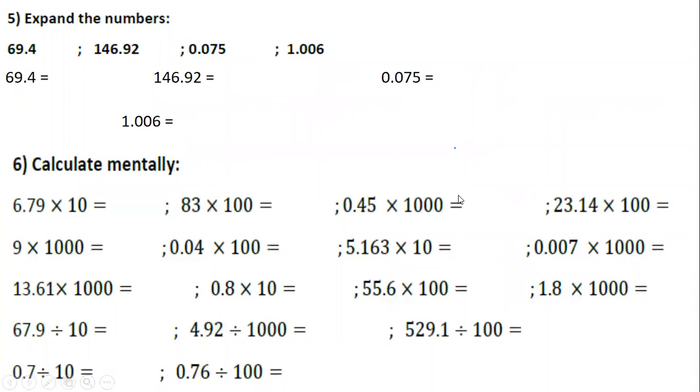If you don't have questions, we should expand these numbers: 69.4, 146.92, 0.075, and 1.006. What do we mean by expand? We should write, as you still remember, we have steps here. We should write the whole part as it is, and the decimal part, every digit, we write it according to its unit. The 10th, we write it over 10. The 100th, we write it over 100, and so on. So if you look at the first number, 69.4, Ali Shugri, are you with me?